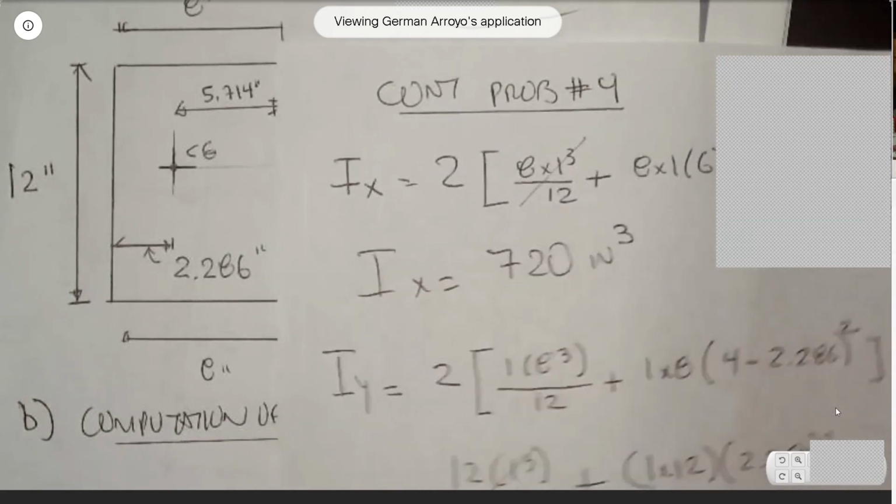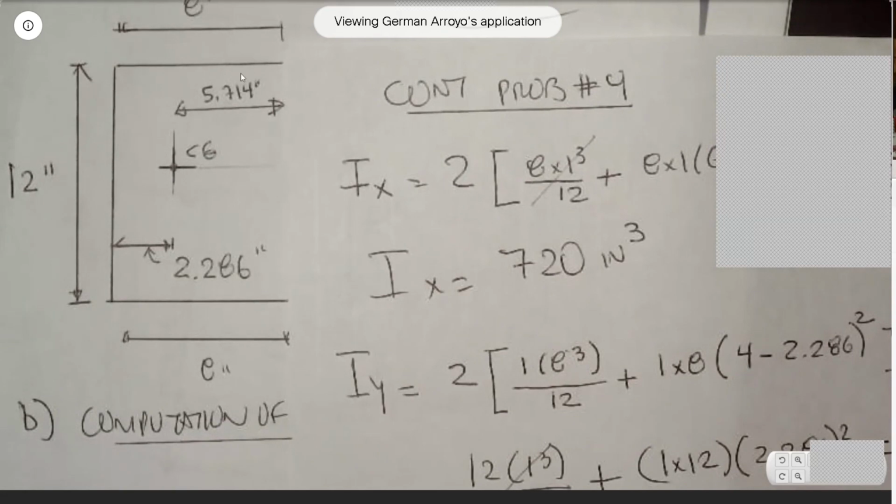So again, I'm finding this side and this side, that's 8 inches. I'm finding the moment of inertia about its own y-axis. So it's going to be the base 1 times a cube over 12. This is what I have in here, and I need to move it to this line. The difference between this line and this centroid is going to be 4 minus 2.286, squared. I'm multiplying the area, 1 times a. There are two of them.